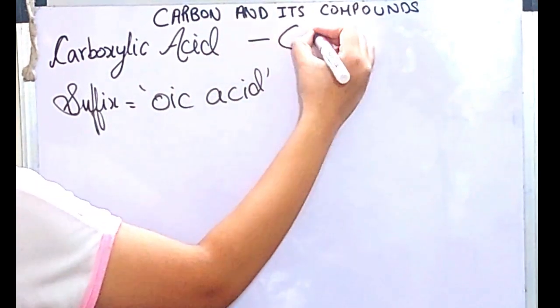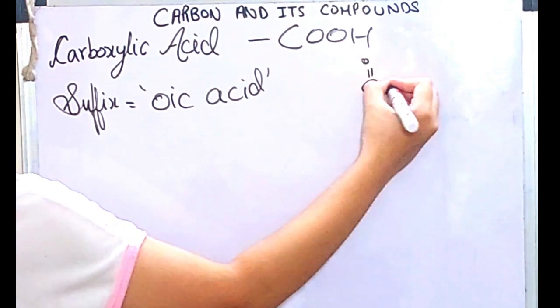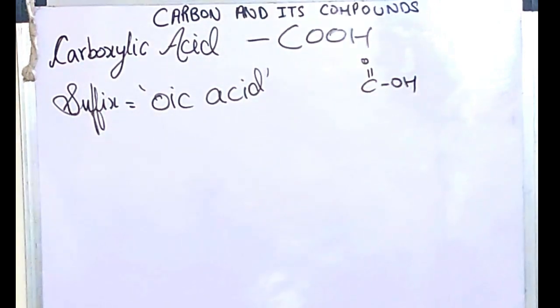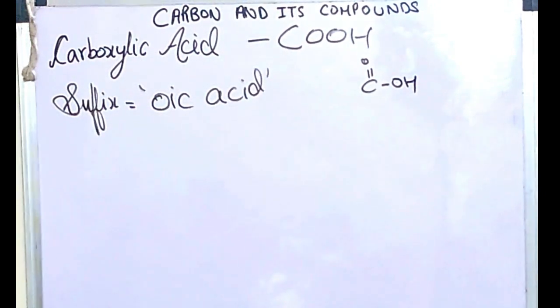I can also write it as COOH or C double bond oxygen single bond OH. Now you will say that in a few minutes I have written so many things on the board that it now seems confusing. Is it? Okay. Let me tell you.